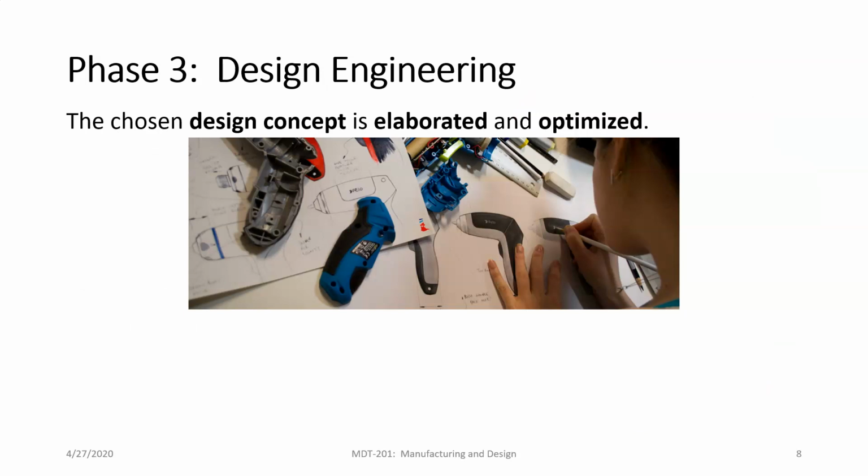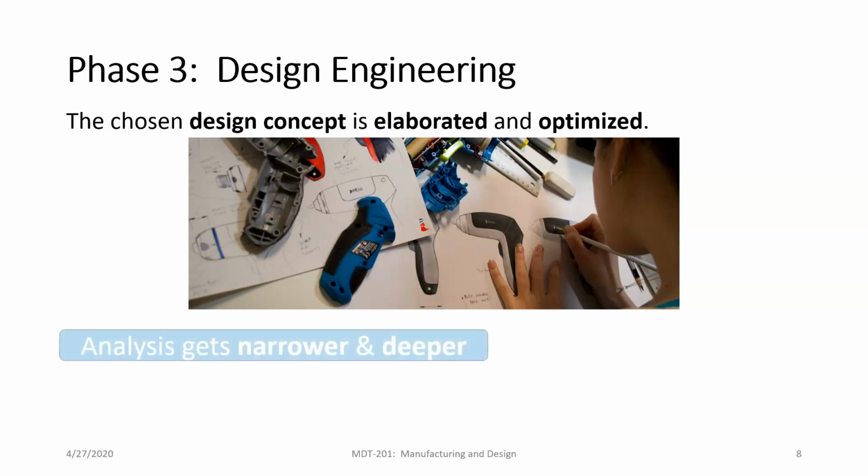This is where the chosen design concept is elaborated and optimized. So from phase 1, we have our, hey, this is the thing that we're going with. Phase number 3 is to iron that out, okay? To elaborate on it and optimize it, to make it workable. So at this stage, the analysis gets narrower and deeper.